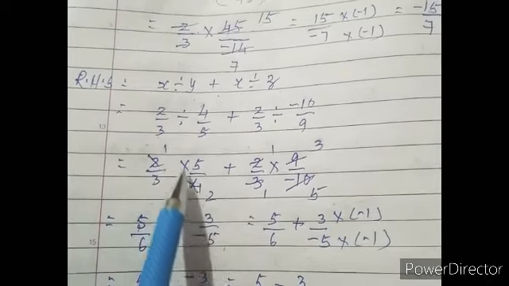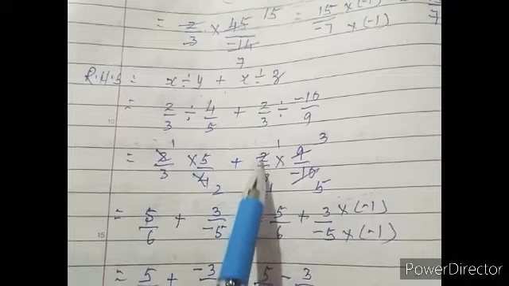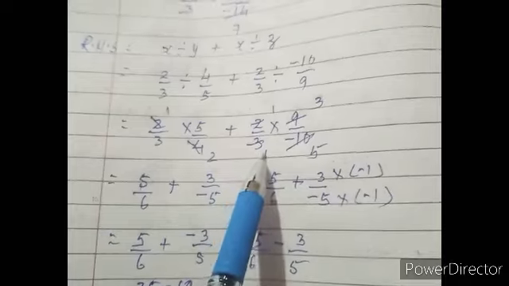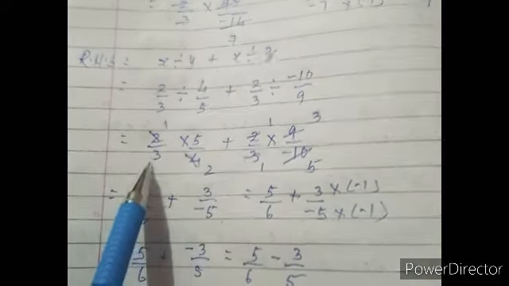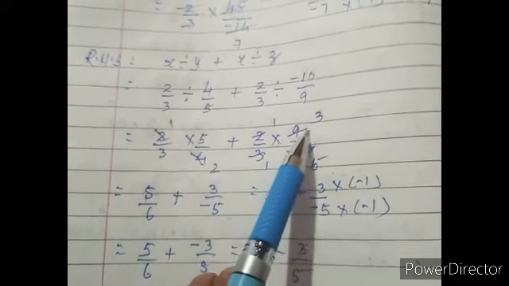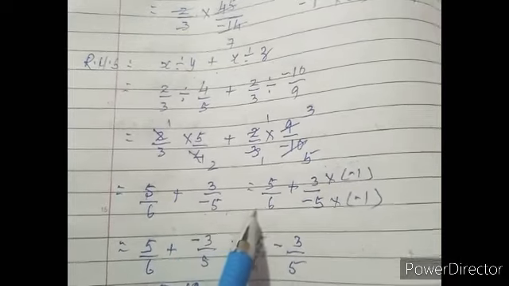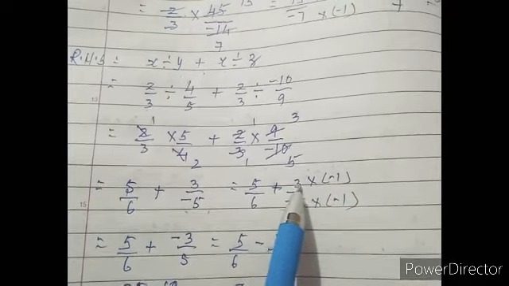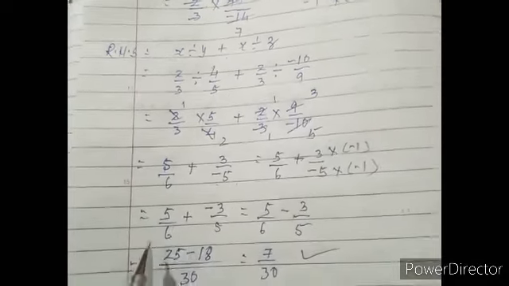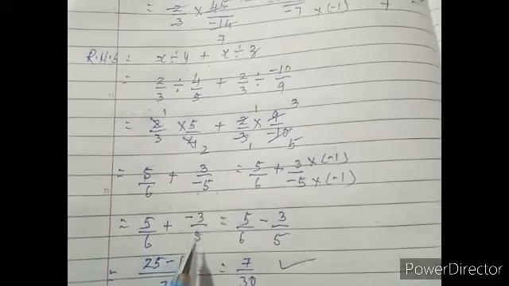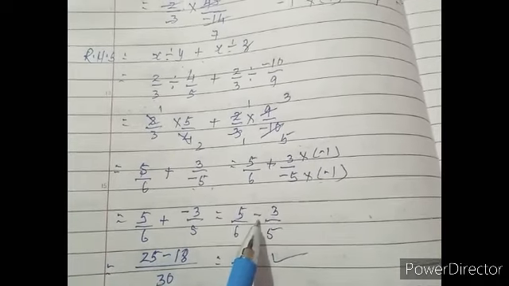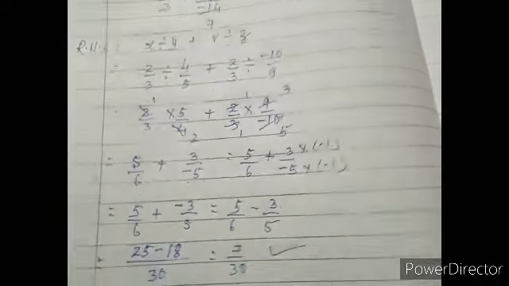And it is further simplified, 2 2s are 4, and so here 2 by 3 multiplied by 9 by minus 10. After simplification, 3 3s are 9 and 2 5s are 10. We have 5 by 6 here, 3 into 2 is 6. And here 3 by minus 5. So 5 by 6 plus, converted to standard form, 3 into minus 1 by 5 into minus 1, and we have 5 by 6 plus minus 3 by 5.